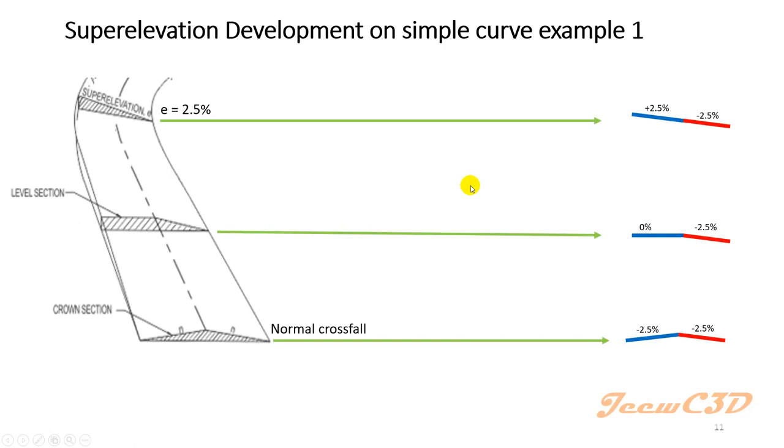In this example, we assume this is a simple curve. If I recall what a simple curve is, a simple curve means a curve where you have a larger straight section connected on both sides. That means before the curve you have a larger straight, and after the curve also you have a larger or lengthy straight section.